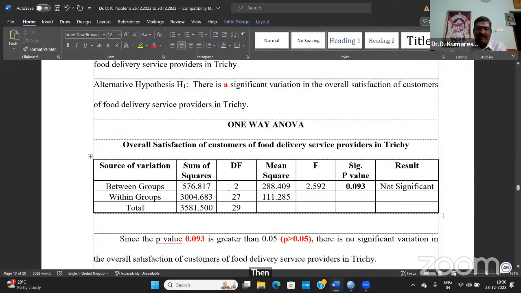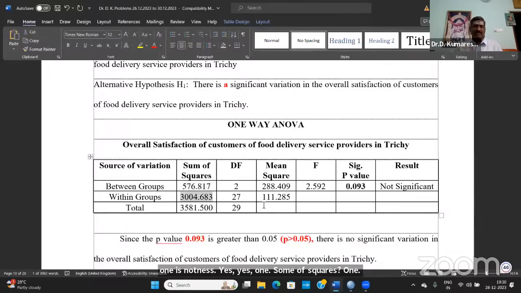The first one is called V1. V means degrees of freedom. This one is known as SS1, sum of squares 1. This is sum of squares 2, SS2. This is V1 and the 27 is V2. 29 is V3. 21, V1. What is V1? 2.